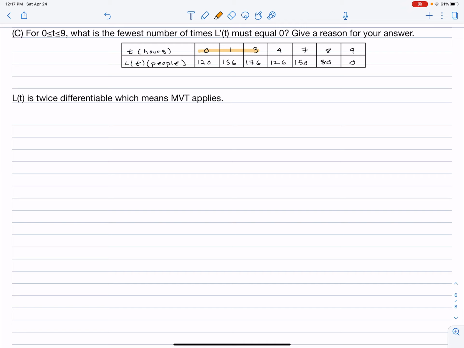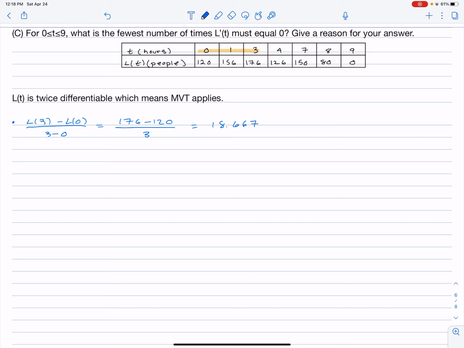So let's see what we got. I'm going to say L of 3 minus L of 0 over 3 minus 0 equals, what is that? 176 minus 120 over 3, which is, now the big thing is that it's positive. I'm going to give a number here, so I plug that into my calculator, and I got 18.667, okay?